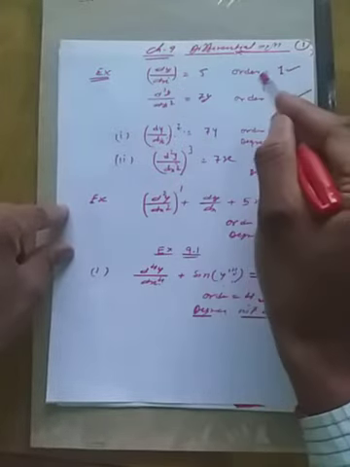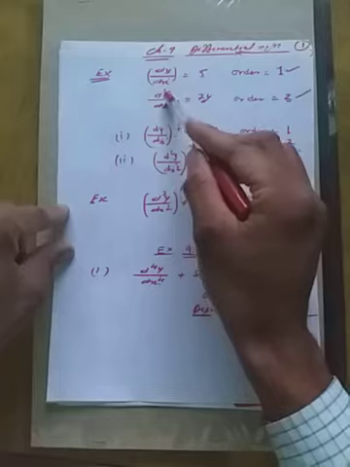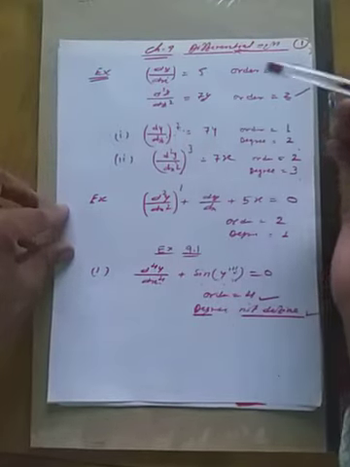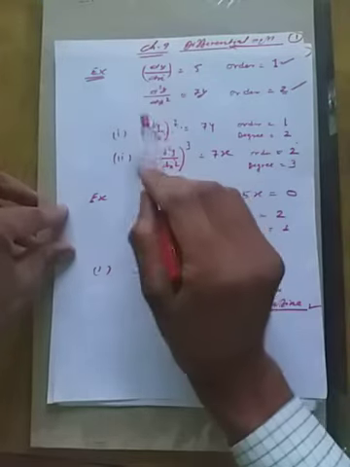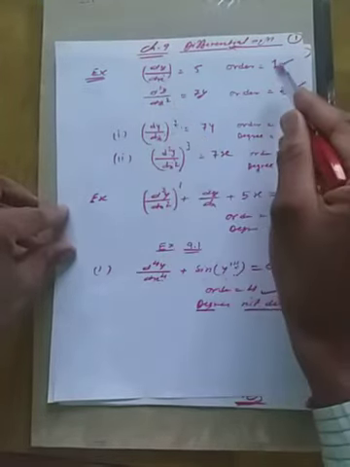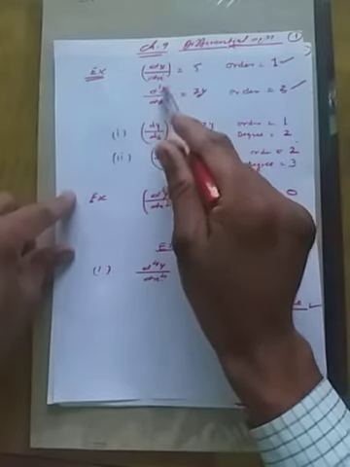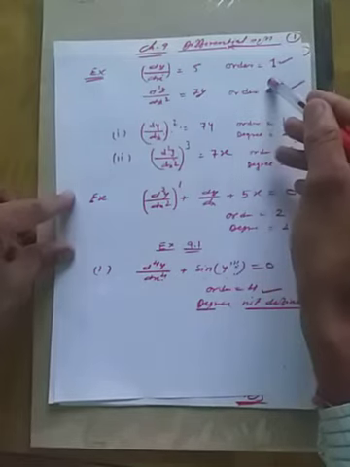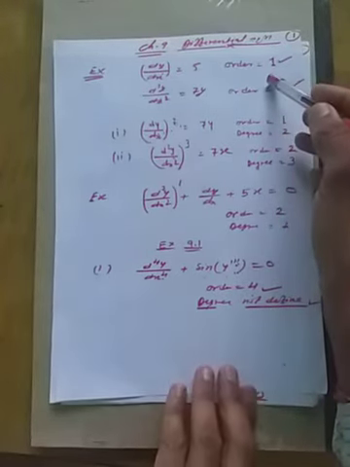Order of differential equation means how many times any function is differentiated, right? Here that function y is differentiated 1 time. The maximum number of differentiation in this equation is 1. Therefore the order of this equation is 1.